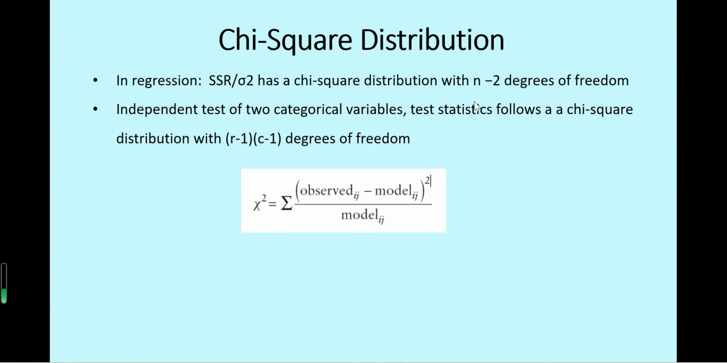And if we do independence tests of two categorical variables, the test statistic, which is this one, follows a chi-square distribution with (r-1) times (c-1) degrees of freedom. Here r and c refer to the contingency table between two variables: r is the row number, c is the column number. The statistic is calculated as observed counts minus model counts, squared, divided by model counts, summed over all items in the contingency table.